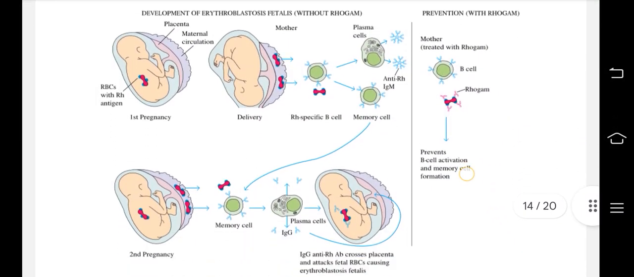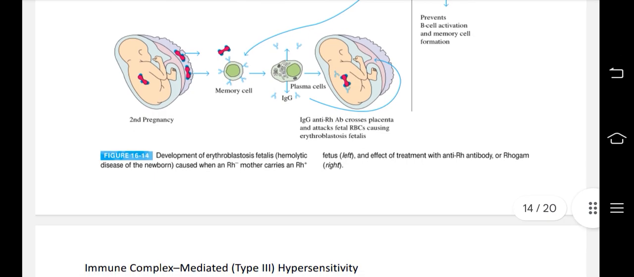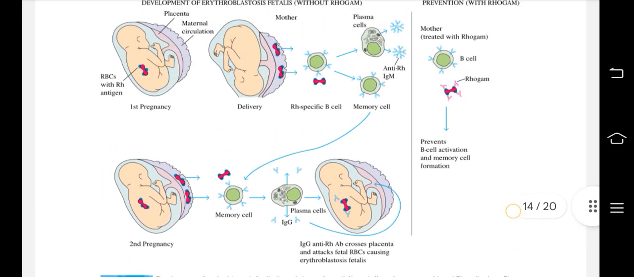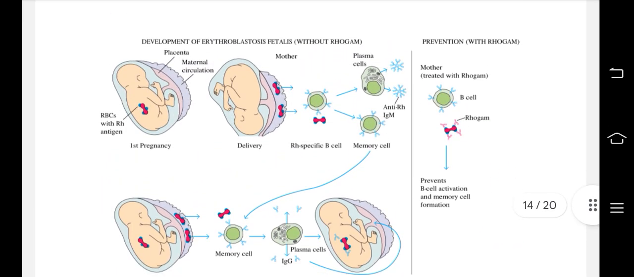Here you can see the picture which depicts erythroblastosis fetalis, or the hemolytic disease of the newborn, caused when an Rh-negative mother carries an Rh-positive fetus, and the effect of treatment with anti-Rh antibody, or RhoGAM. Development of erythroblastosis fetalis without RhoGAM. I'm not sure about the pronunciation of this.